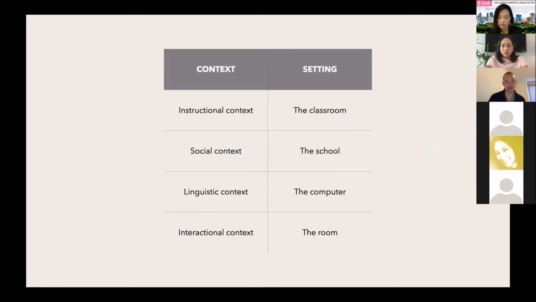We have instructional context, social context. Again, social context could be something like language policy. Does the country have a colonial past? Does the country have a long history of learning and using English, et cetera, et cetera? There are many different contextual levels, many different types of setting that we need to contend with.